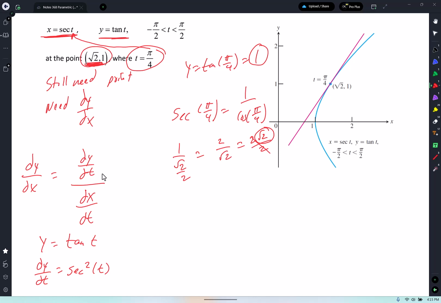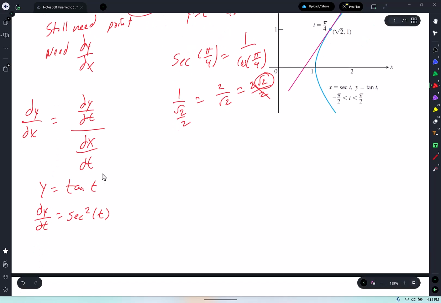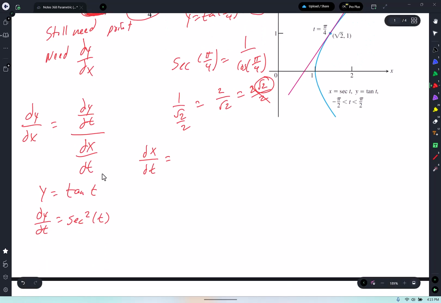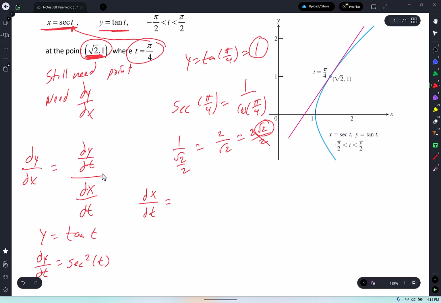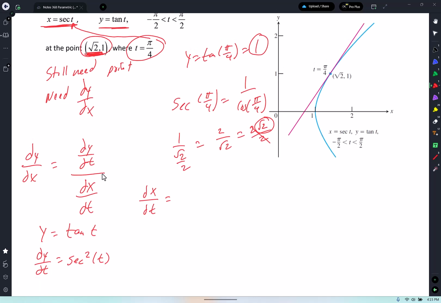That makes sense? Okay. And then I'm going to write dx dt. So I'm going to take the derivative of secant t. What's the derivative of secant t? Secant t tan t. All right, keep going. How'd that change? Oh, it's dx dt, yeah. Oh, I'm sorry, I forgot that.